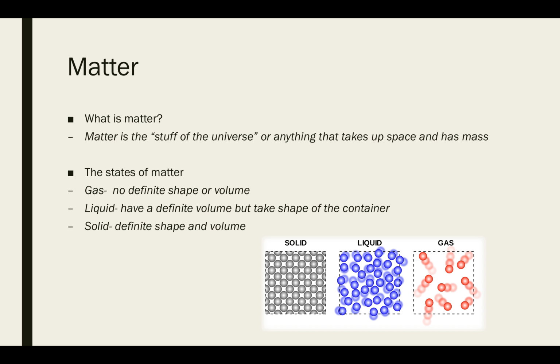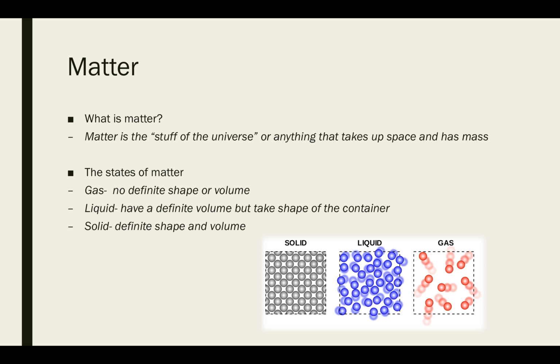A gas, which has no definite shape or volume. A liquid, which has a definite volume, but it takes the shape of its container. And solids, which have a definite shape and a definite volume.